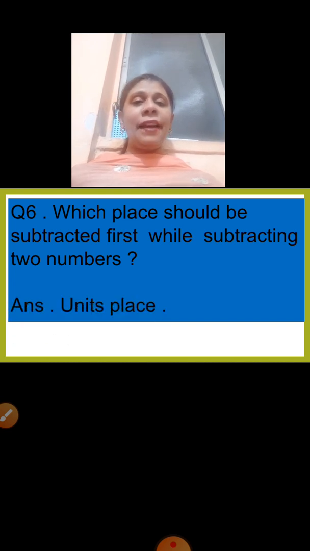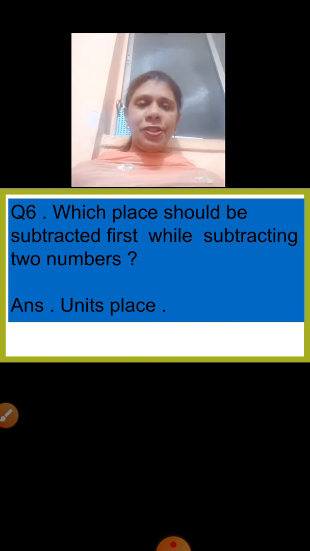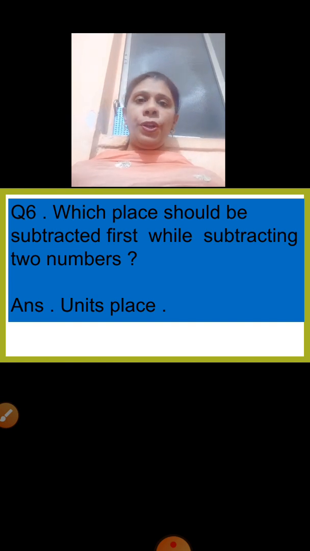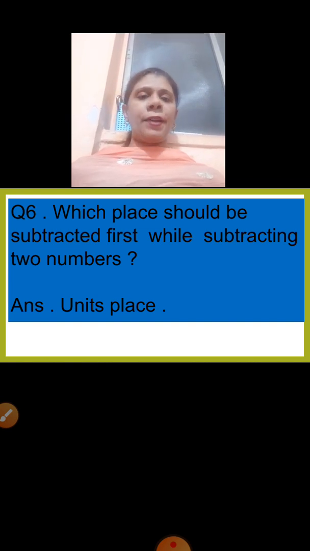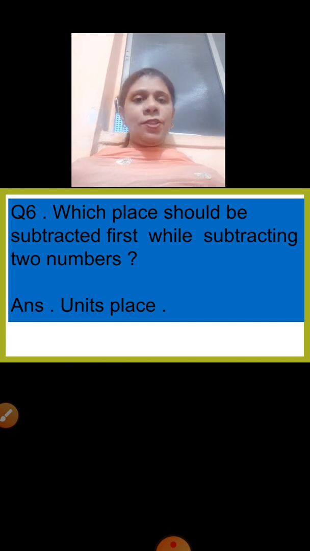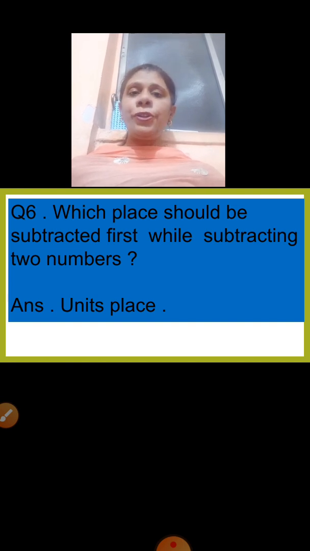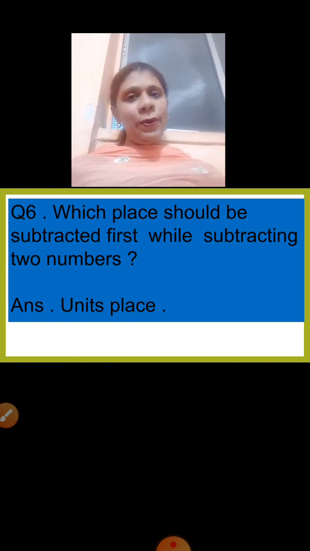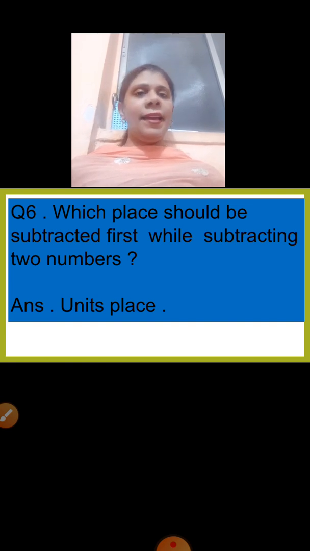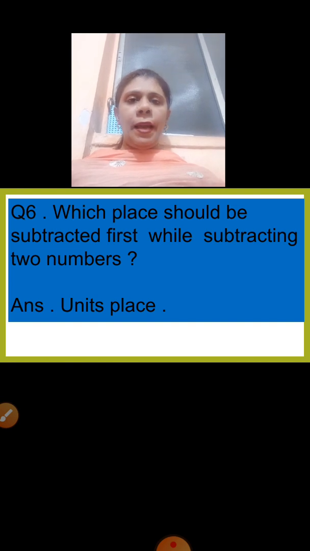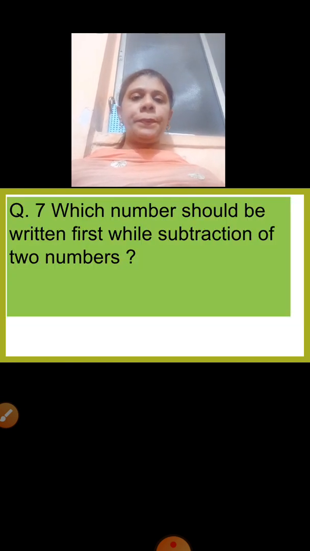Units place. Correct. Which place should be subtracted first while subtracting two numbers? Units place. Always you are going to do addition and subtraction from units place. Always start from your right hand side, that is from the units place. You are going to subtract units with units, tens with tens, and hundreds with hundreds. Always remember this.